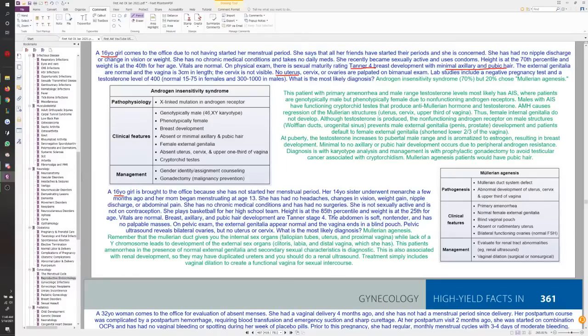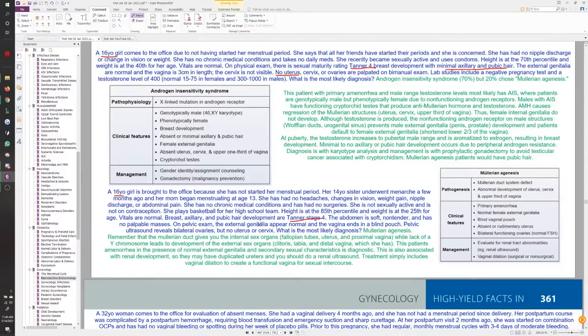Her height though, although it's 85th percentile here, we're not freaking out about it because she actually plays basketball for a reason, obviously, and maybe she's just really tall. It's okay. But what that does tell you is it's not Turner. Vitals are fine, and then they go on to the physical exam now. Breast, axillary, and pubic hair are Tanner stage 4. Which is acceptable. It should be Tanner stage 5 before it's acceptable. At least she has pubic hair, right? Abdomen is soft, non-tender, and has no palpable masses.